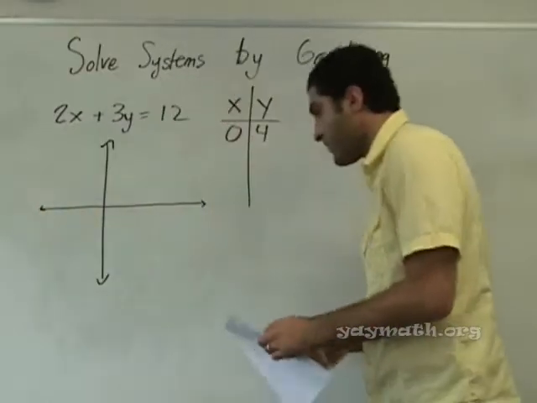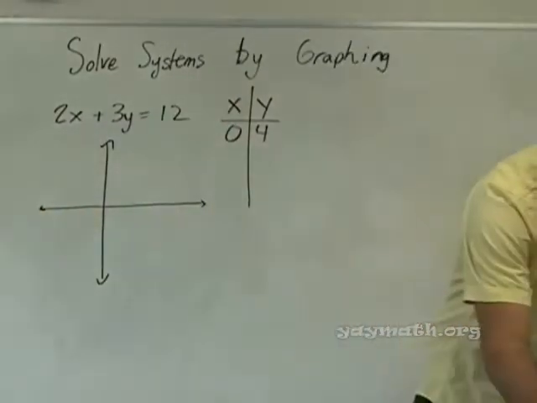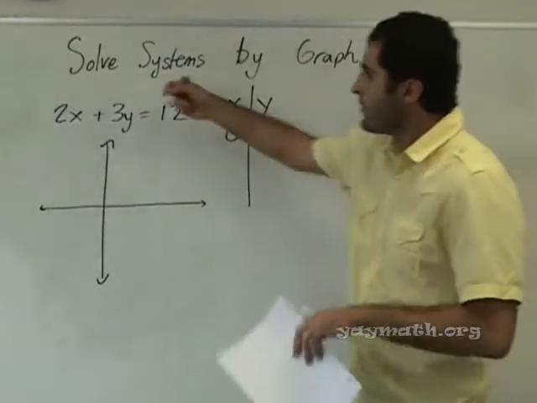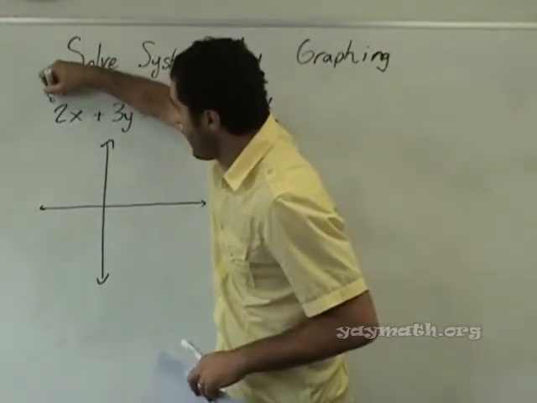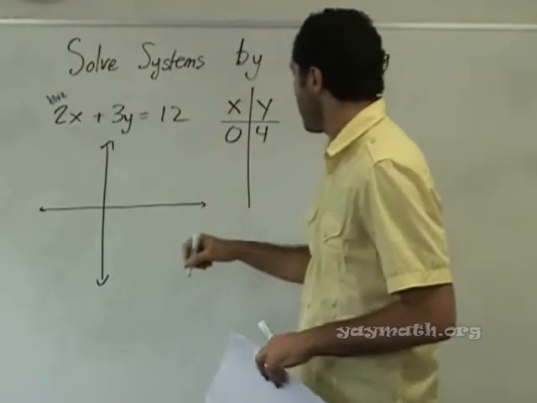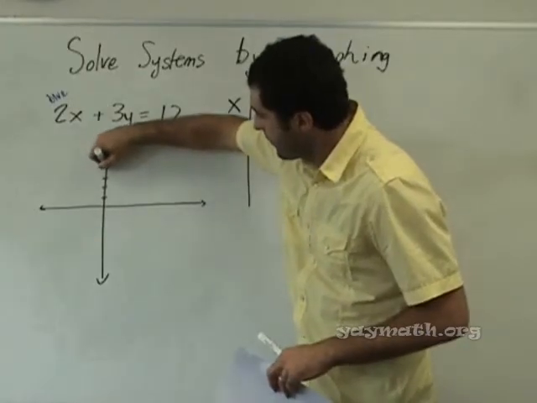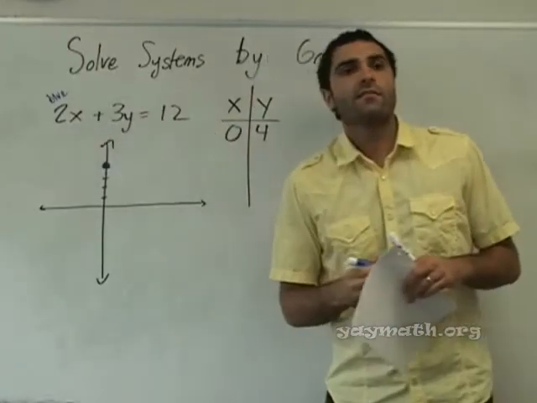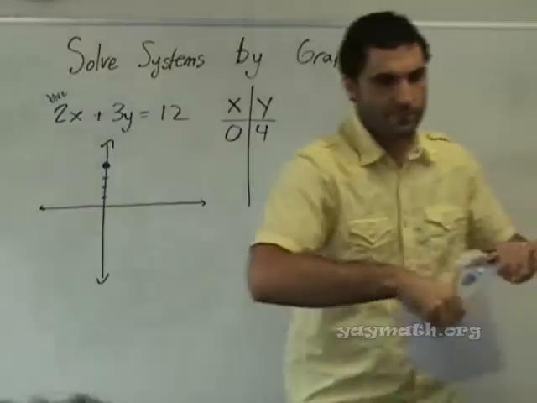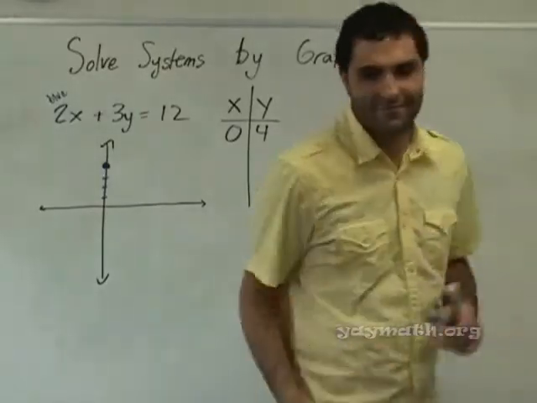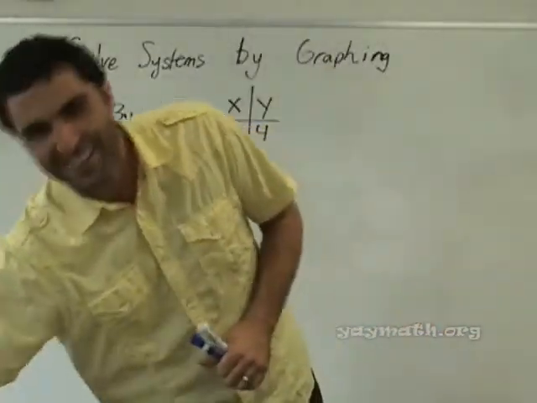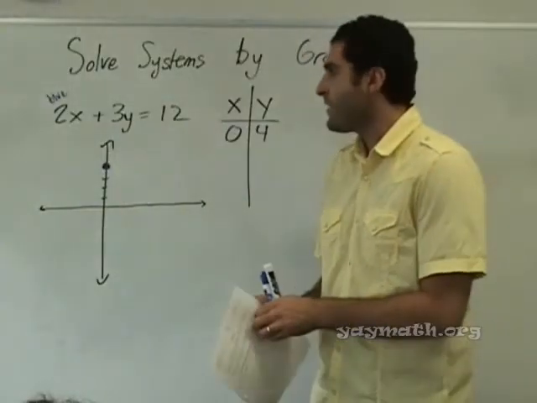So we're getting 0, 4. I'm going to graph this one in blue. Good job. So 0, 4: 1, 2, 3, 4.